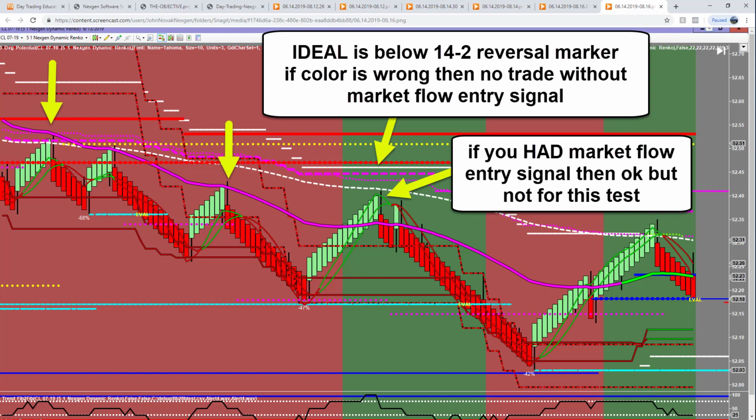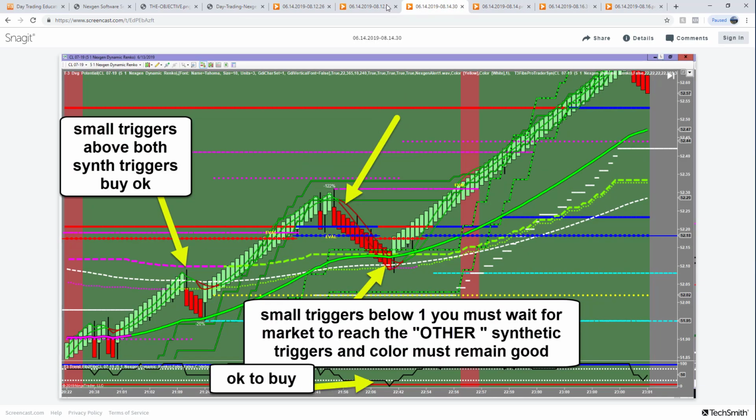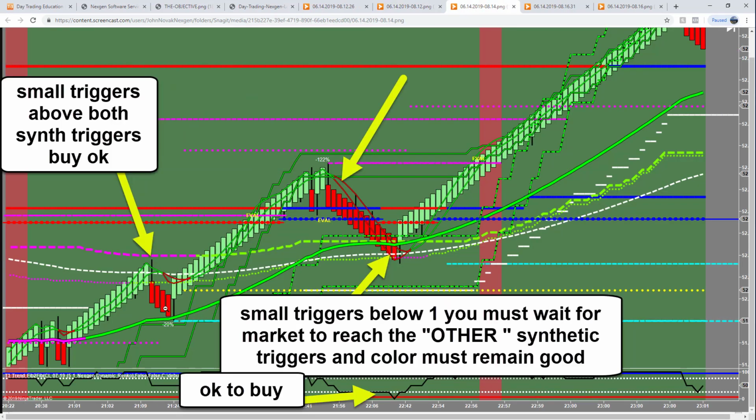There are 3 rules that we're going to be dealing with. I want you to understand the 3 rules. Small triggers below all the others, we're going to do sell signals on pullbacks. Small triggers above all of the other triggers, we'll do long trades on pullbacks. If the small triggers are in between, we're going to wait for the farther away trigger.